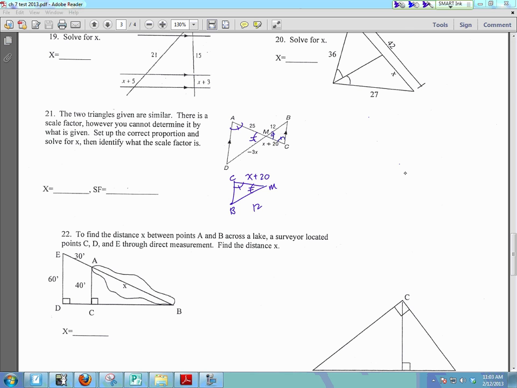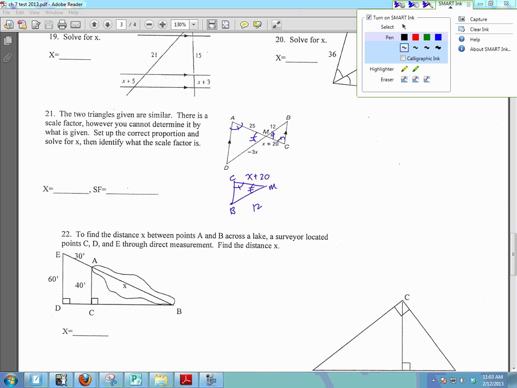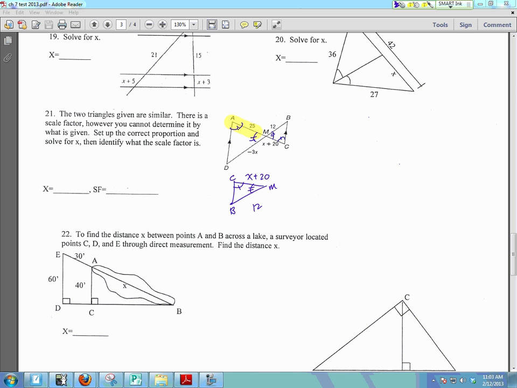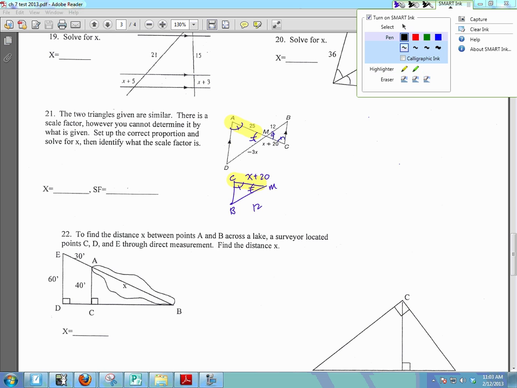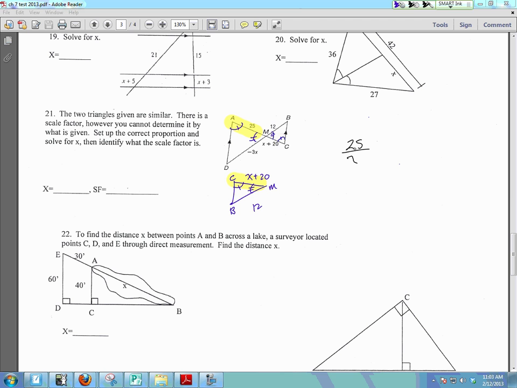So now you can see that this side of 25 is going to match up to x plus 20. So those two need to be written as a ratio: 25 over x plus 20. And then the other side, this negative 3x, corresponds to 12. So those are the two ratios you want to solve. I'm going to cross multiply. I'll get negative 3x squared minus 60x is equal to 300.